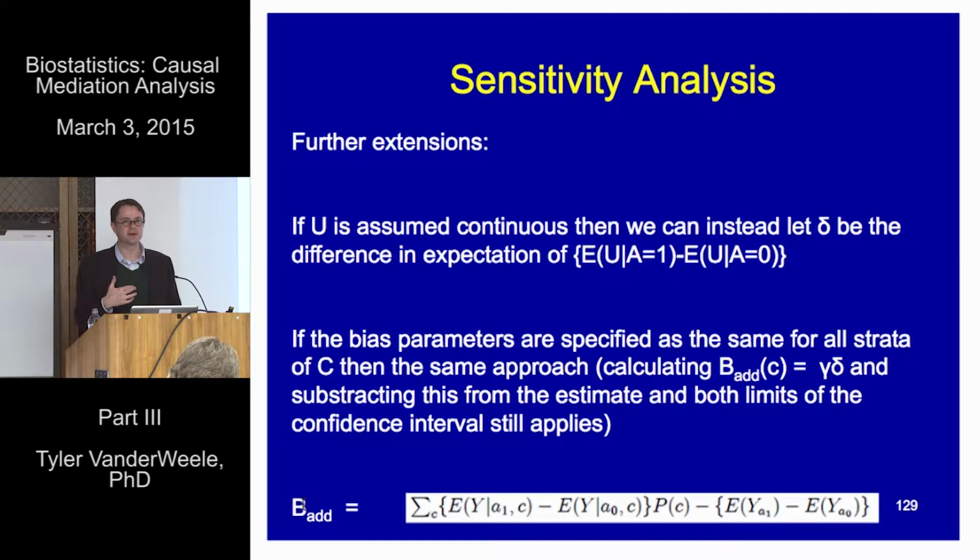We can even drop the assumption that U is binary on the difference scale. If U is not binary, then we just replace our delta parameter, the difference in prevalences, by the difference in expectation of U amongst the exposed and the unexposed. So really the only assumption we're making when we make use of this technique is no interaction between U and the exposure on the outcome.